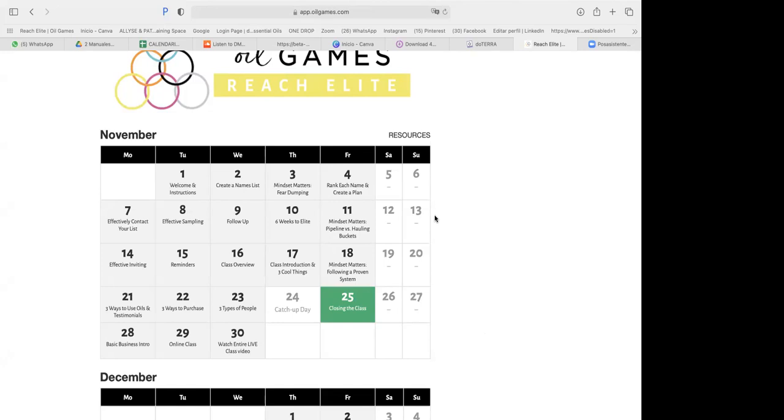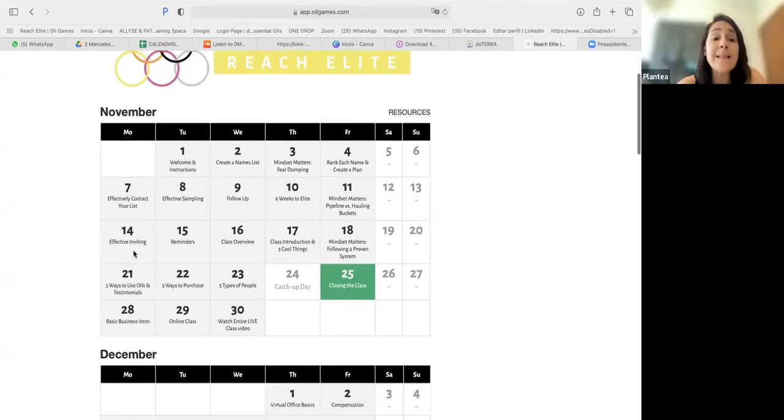Ya se ve. Perfecto. Entonces, esta semana estamos trabajando todavía en el tema de la clase intro, ya vimos las 3 formas de uso y cómo compartir los testimonios, ya vimos las 3 formas de cómo comprar. Antes de ayer con Adri vieron los 3 tipos de persona, ayer vieron cómo cerrar la clase y hoy vamos a estar viendo el Basic Business Intro, la introducción básica al negocio.